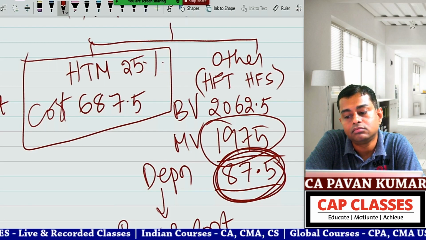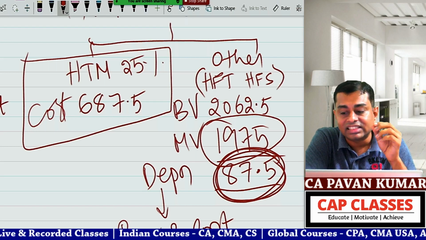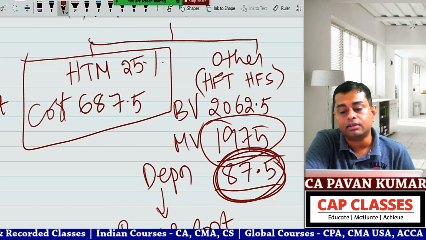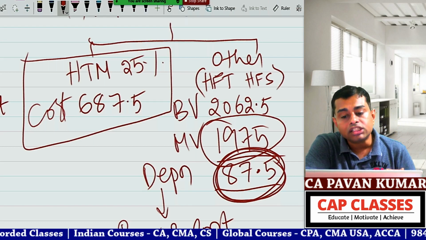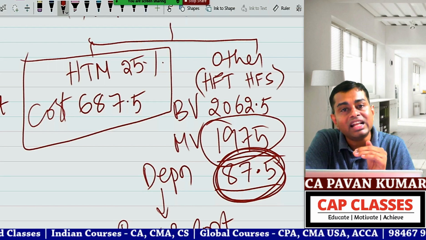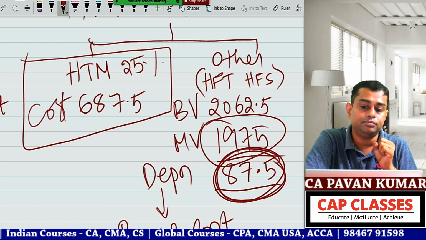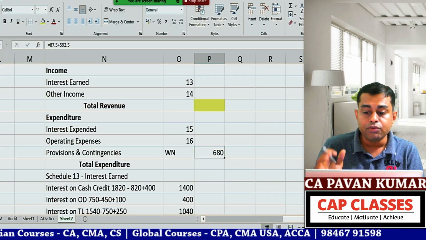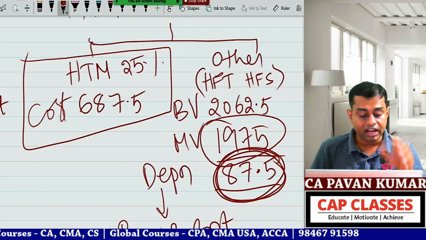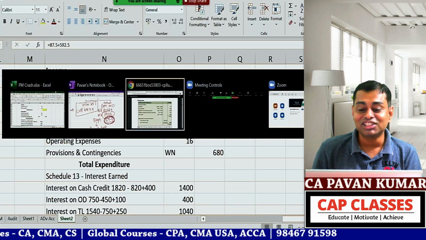Guys, are you understanding that 687.5 is the cost of the asset? 2062.5 is the cost of the asset. Market value is 1975. So you will consider only the diminution in the value of the asset. So 87.5 only is to be taken. Now you are giving new panic attacks to me. We'll see the solution.